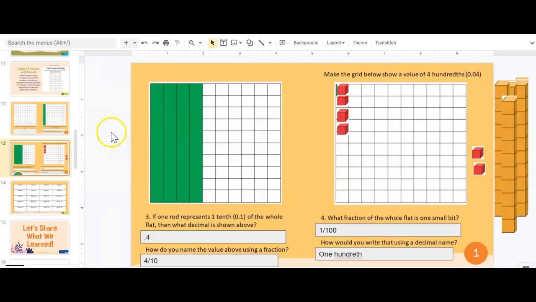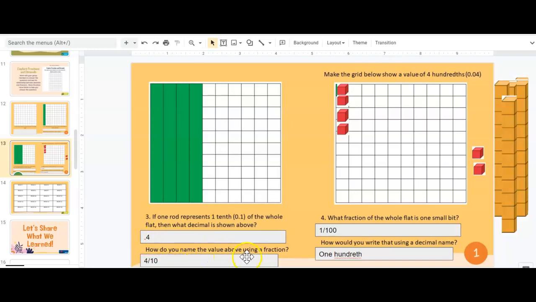All right, so let's go ahead and go on to the next slide. So on the next one, I've already gone in and completed it. If one rod represents 1/10 of the whole flat, then what decimal is shown above? So you got 4 rows. I'm sorry, 4 columns. 1, 2, 3, 4 columns out of the entire 10. So that means 4/10 is the value of the shaded portion. That's going to be 0.4, 4/10.